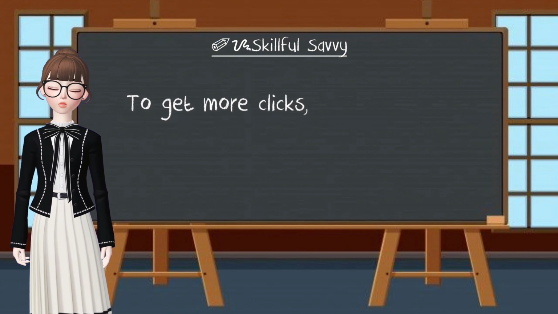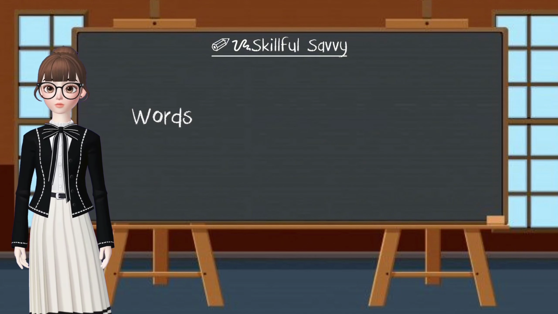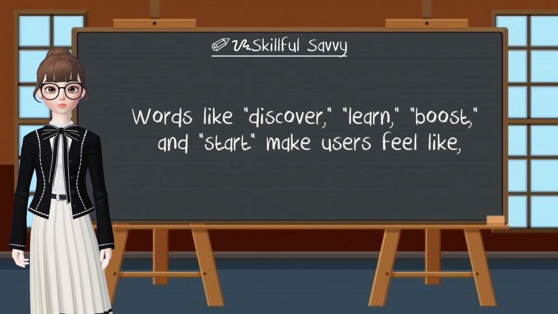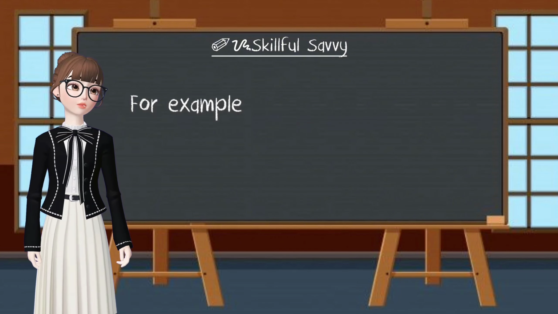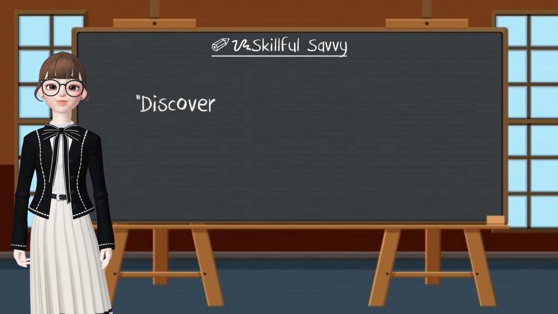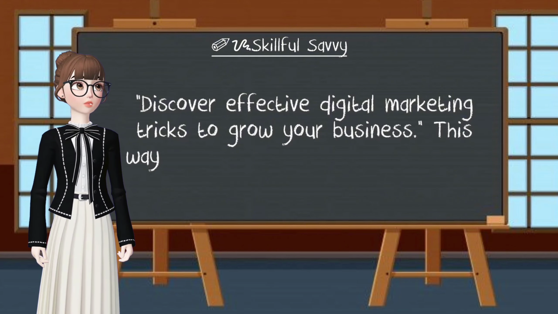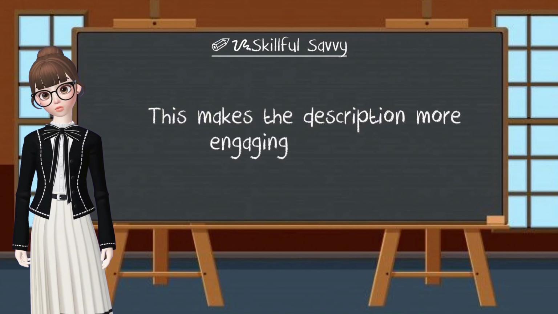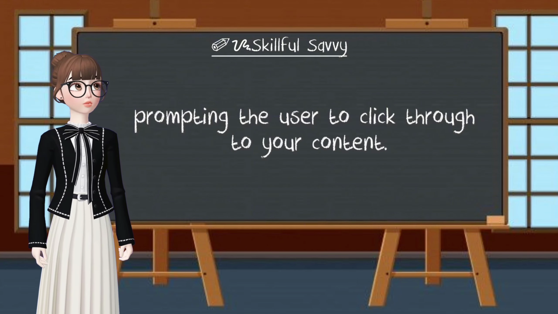Point 3, use action-oriented, purposeful language. To get more clicks, use strong action words that encourage people to take action. Words like discover, learn, boost, and start make users feel like they will gain something by clicking on your page. For example, instead of saying, "We offer digital marketing tricks," you could say, "Discover effective digital marketing tricks to grow your business." This way, it feels more inviting and helpful. This makes the description more engaging and inviting, prompting the user to click through to your content.